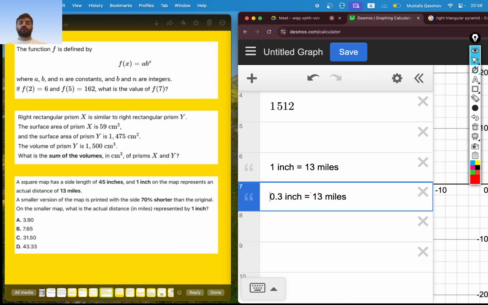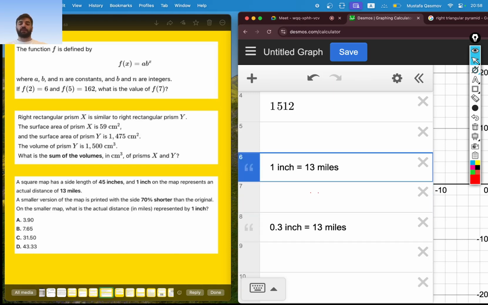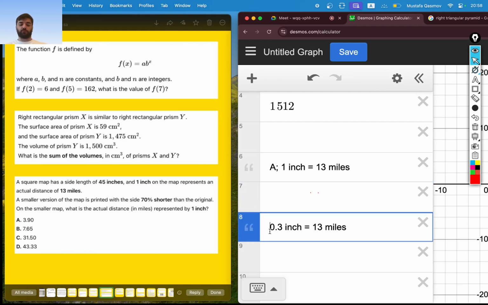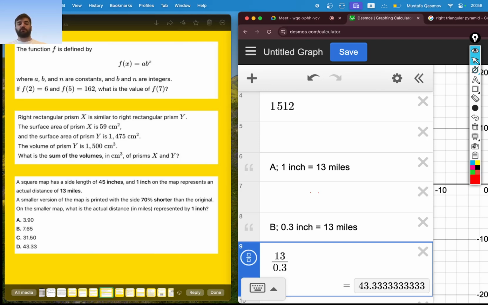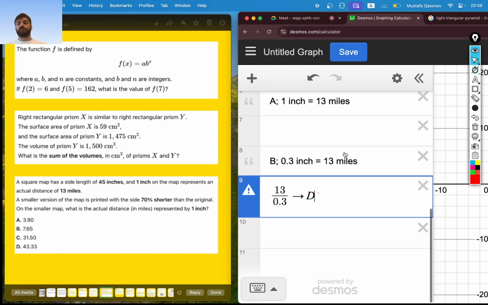Then you have to find, so let's say it is map 1 and it is map 2. Here you have to find 1 inch, and when you find 1 inch you have to divide the certain miles by 0.3 and it will be 43.33. Like this. Okay?